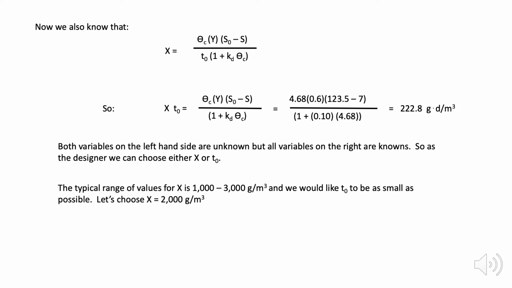Now remember, X is the mixed liquor volatile suspended solids concentration for the system. So it's kind of the concentration of microorganisms in the system. So if we pick X as 2,000, that means T sub 0 is going to be 0.1114 days, or 2.67 hours. So the hydraulic detention time in our aeration basins is going to be 2.67 hours.